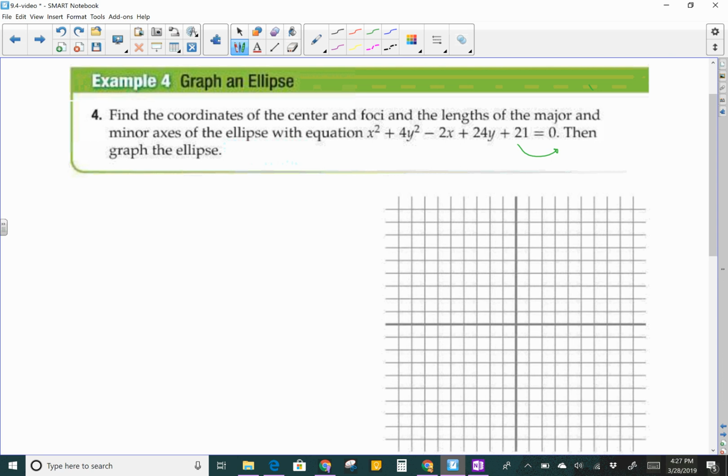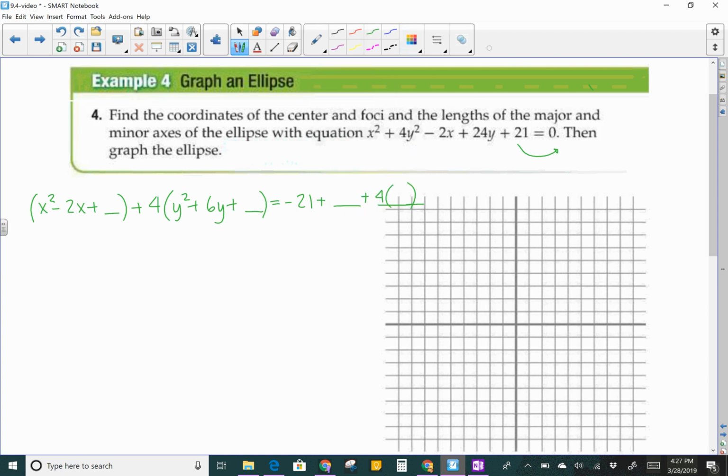So I'm going to first group my x's together, and that gives me x squared minus 2x plus something, and then plus, I got to factor out the 4 because I can't complete the square if the coefficient's not 1. Y squared plus 6y, because I had to divide the 24 by 4, plus something equals, when I take the 21 to the other side, it's negative, and then I've got to add the first blank and add the second blank, but that second blank is in parentheses where everything's multiplied by 4.